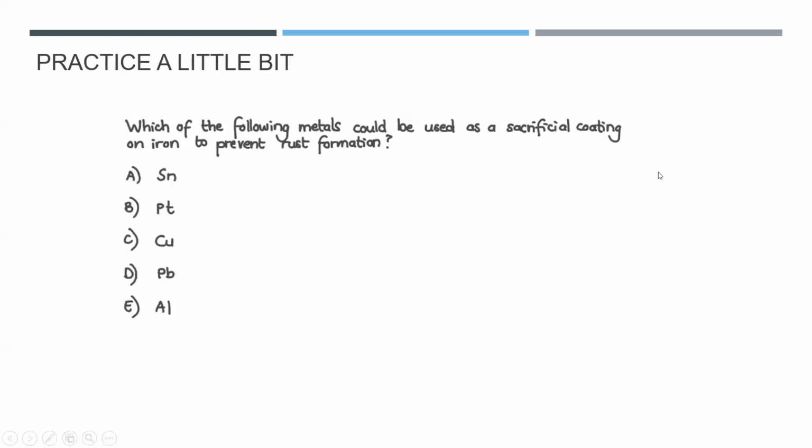Let's take a little bit of practice. Which of the following metals could be used as a sacrificial coating on iron to prevent rust from forming? Sn, Pt, Cu, Pb, or Al.